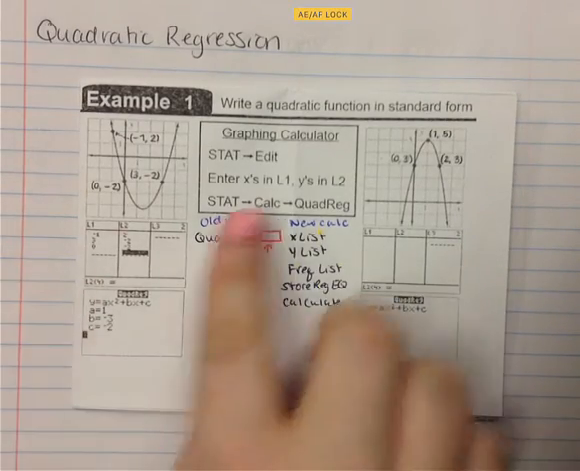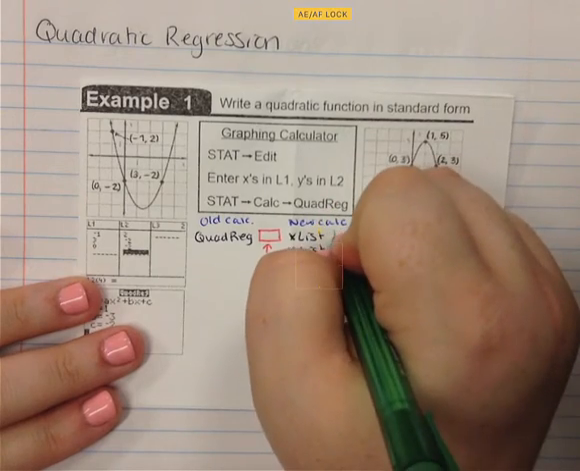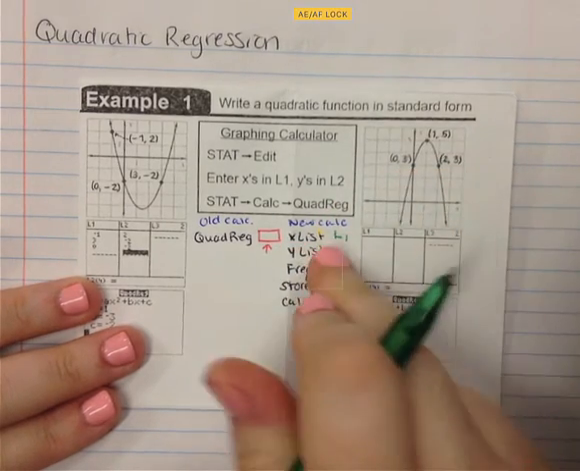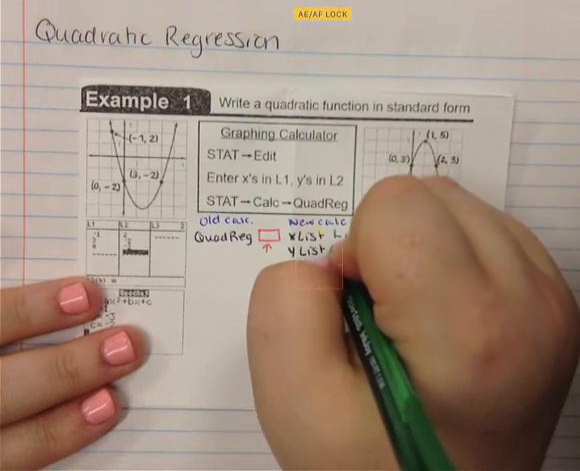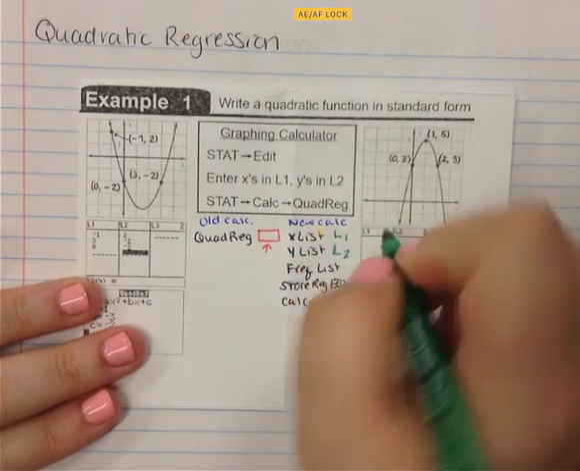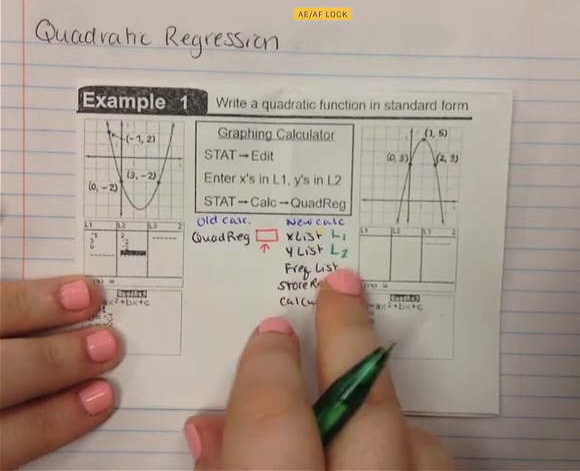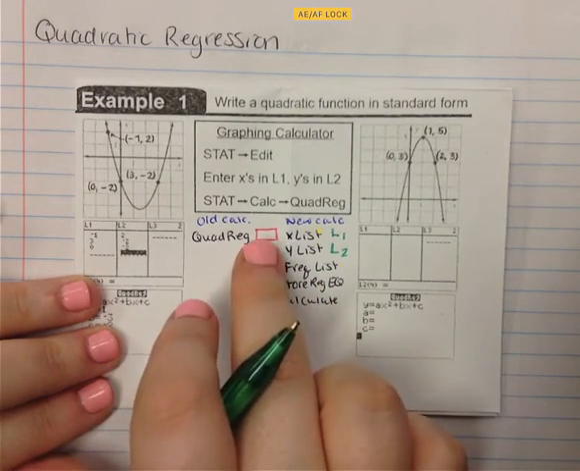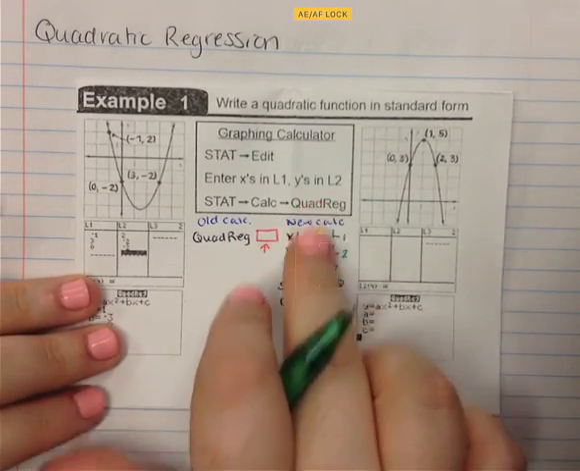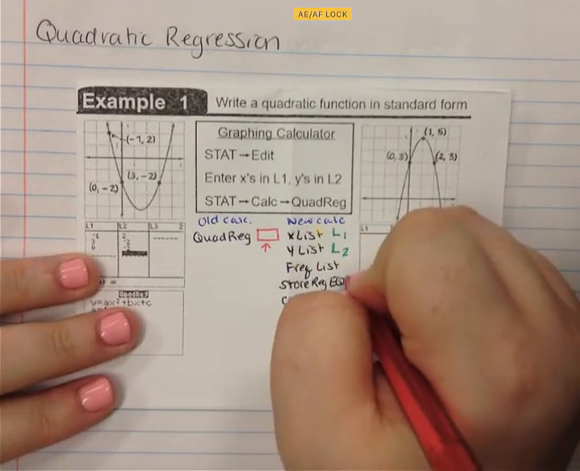Now what you have to make sure, again, if you have the newer calculator, is that the X list does say L1, which it should automatically if you've done everything right, and your Y list should say L2. If it doesn't, you do need to fix it. You're actually going to skip over frequency list, but what we want to do, this red box for the old calculator, we want to do the same thing, but we have to make sure on the newer calculators to put it in the correct spot, right here at store regression equation.